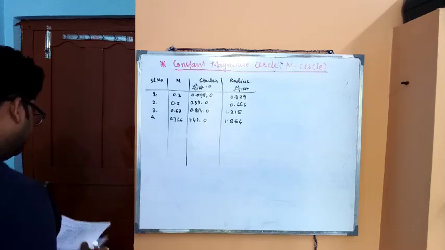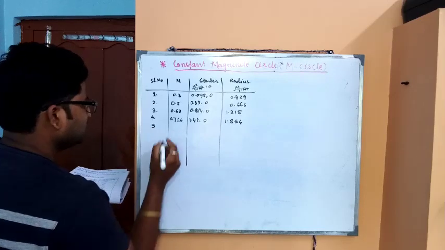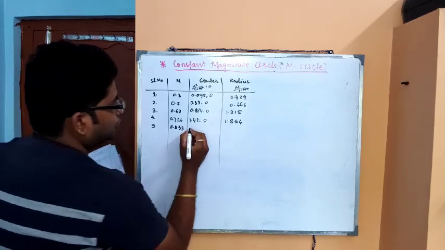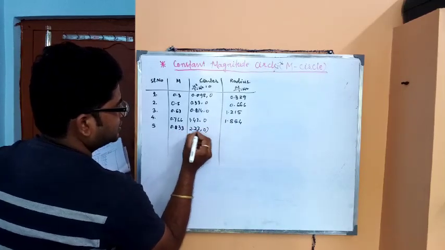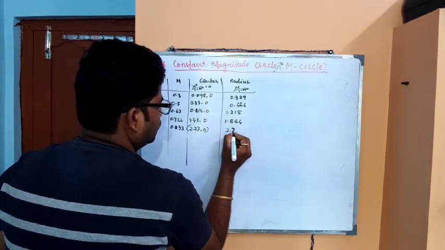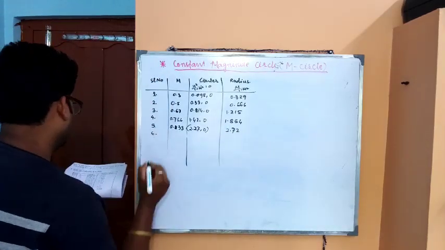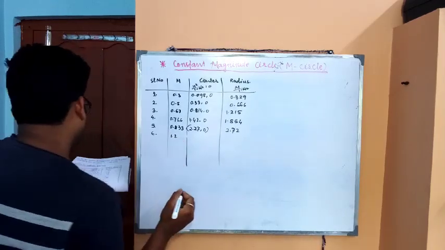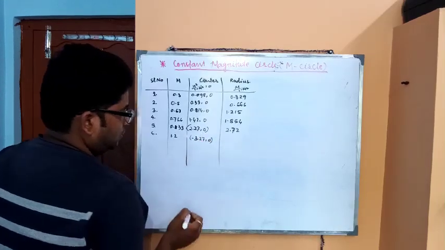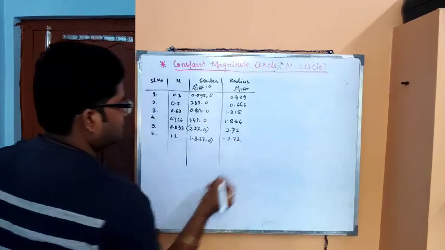Now for the fifth value we are considering 0.833 for m. With this we got 2.27 comma 0 as the center of the circle, and 2.72 as the radius of the circle. For the sixth value we are considering 1.2. With this we got minus 3.27 comma 0 as the center, and the radius is minus 2.72.